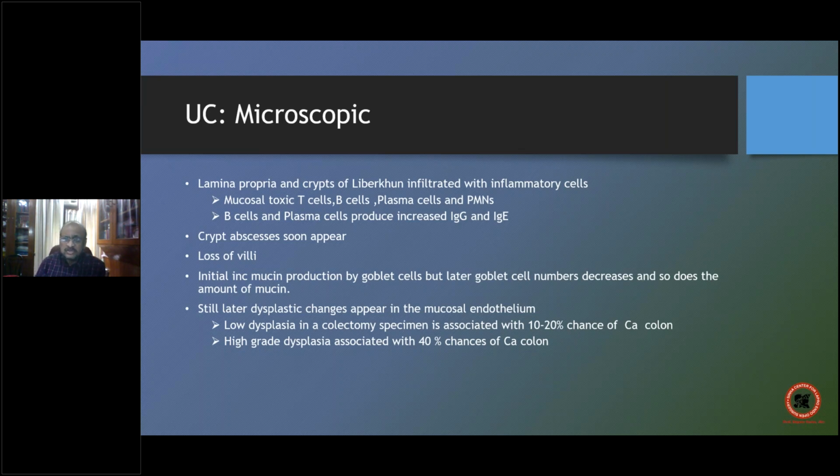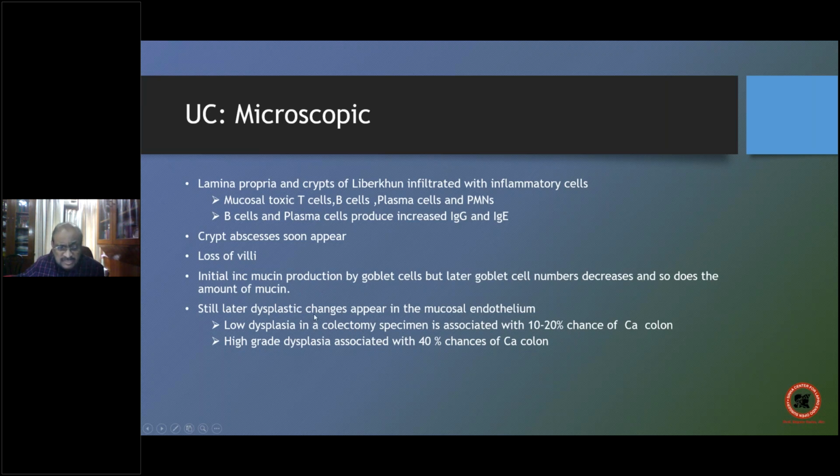And when you have decreased goblet cells, then what happens? There is a decreased amount of mucin production. So to start with, increased mucin, later on decreased mucin. Still later, dysplastic changes appear in the mucosal epithelium, and here is low-grade dysplasia in a colectomy specimen.